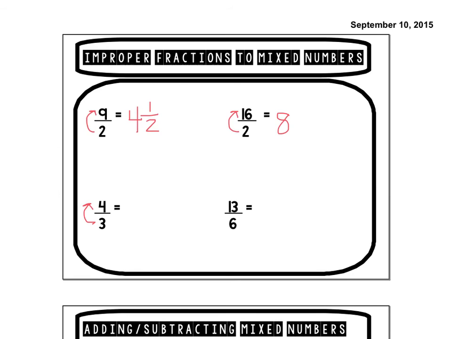3 goes into 4 one time. That only takes us to 3, so we have 1 left over. 6 goes into 13 two times, and then that takes us to 12, so we have 1 left over.